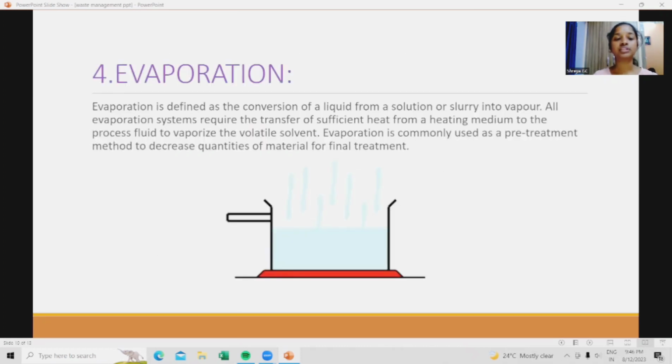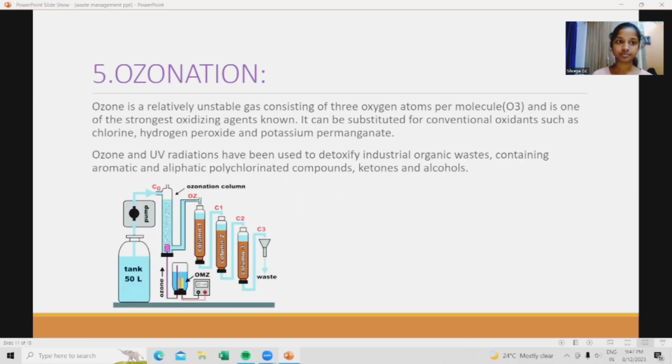And the fourth one is evaporation. Evaporation is defined as the conversion of a liquid from a solution or slurry into vapor. All evaporation systems require the transfer of sufficient heat from a heating medium to the process fluid to vaporize the volatile solvent. Evaporation is commonly used as a pre-treatment method to decrease quantities of a material for final treatment.